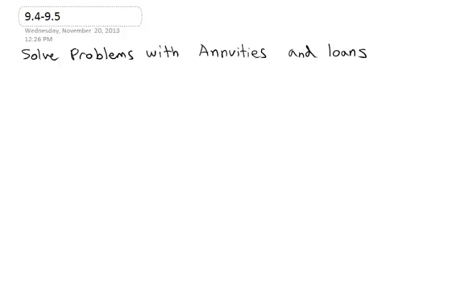Today we're going to solve problems with annuities. An annuity is an investment that you're making regular payments into, like 10% of your check goes into retirement every time. With annuities and loans, we're going to start with the annuities.